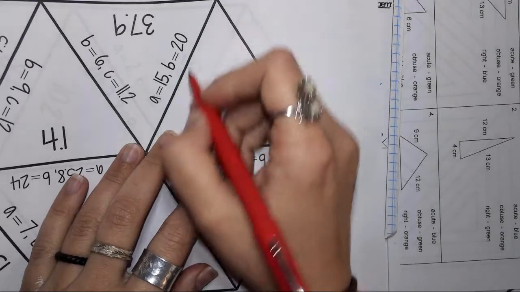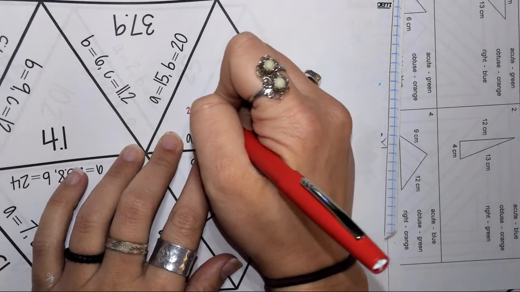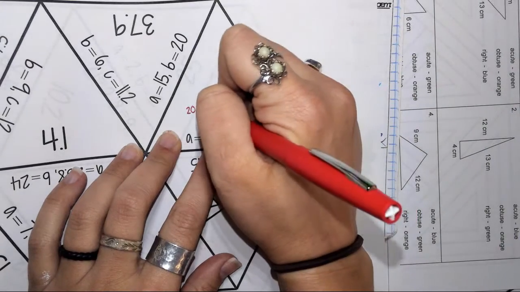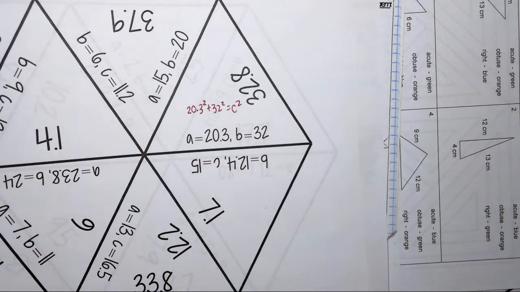All right, we have 20.3 squared plus 32.8 squared equals c squared. You can work this out on a separate piece of paper or on here. Look for 32.8.